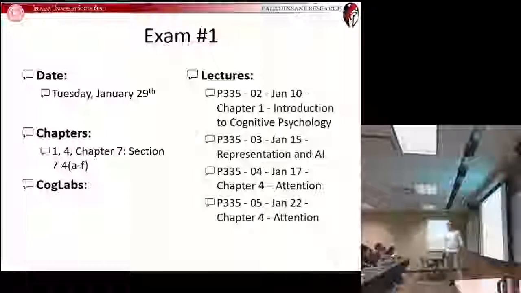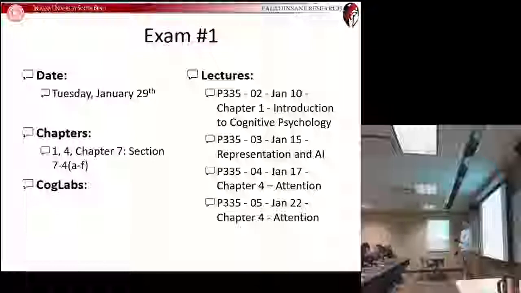In terms of lectures, basically everything since the second meeting until today. That first intro to the course is not going to be on the exam. But our Chapter 1 lecture, Representation and Artificial Intelligence, and then our two Chapter 4 classes, last class and today's class, will appear on the exam.